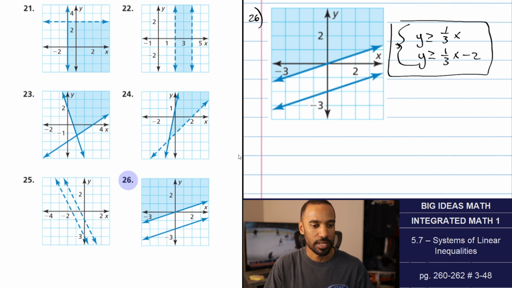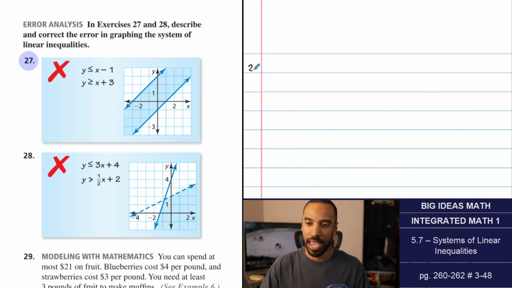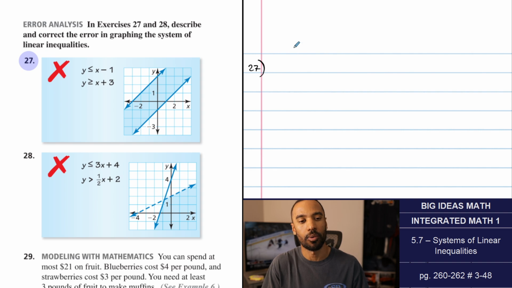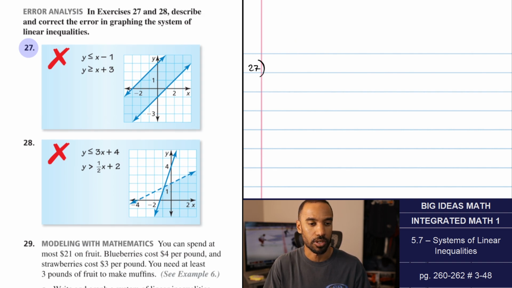All right, that's 21 to 26. Let's go to the next page. Past the halfway mark because we go to number 48. Numbers 27 and 28 on error analysis. Describe and correct the error in graphing the system of linear inequalities. So let's see what they have to make mistakes on here.